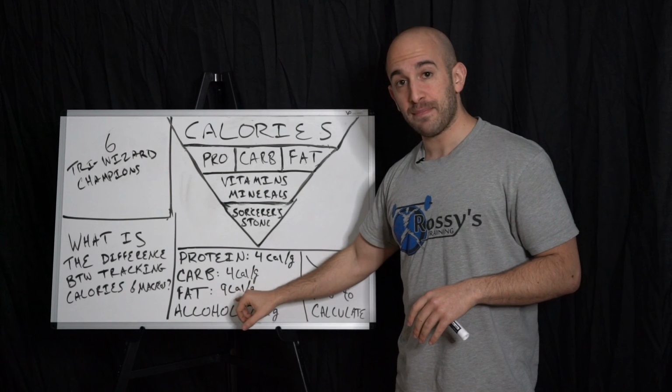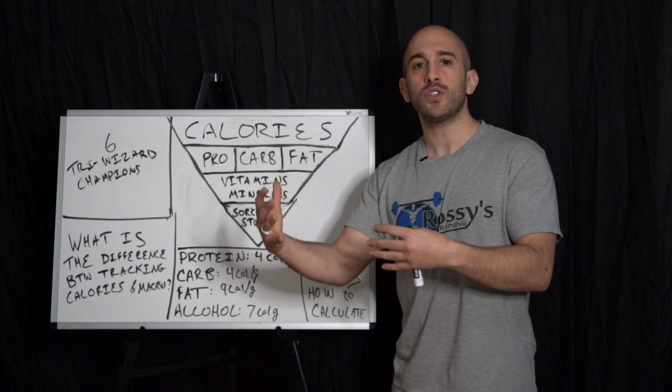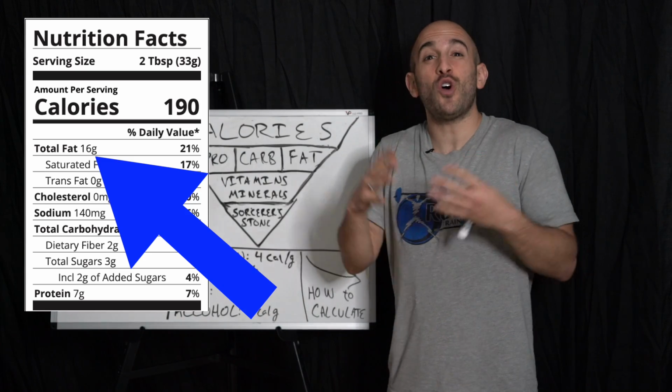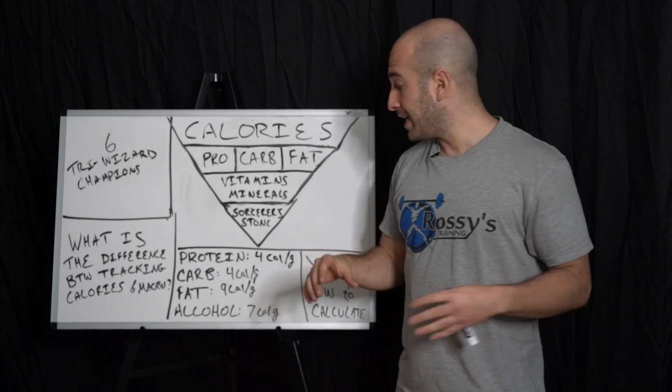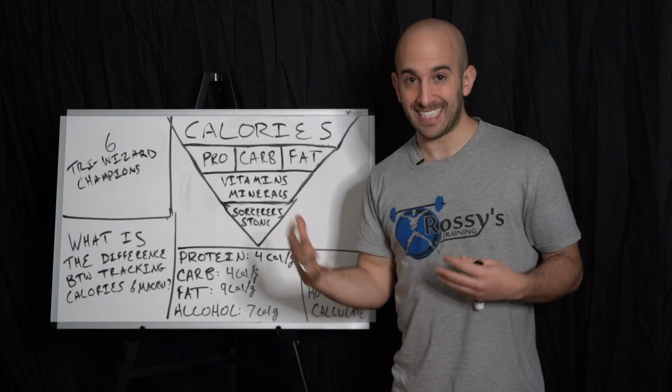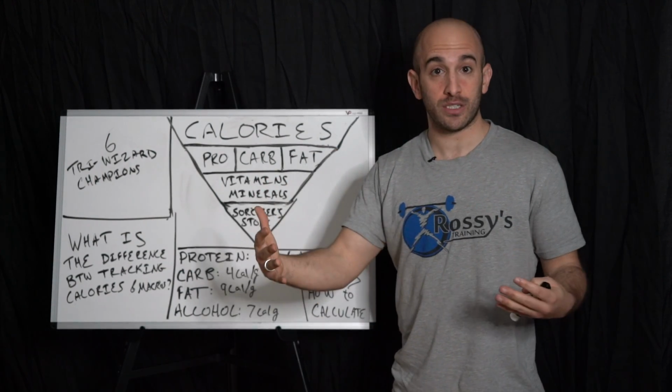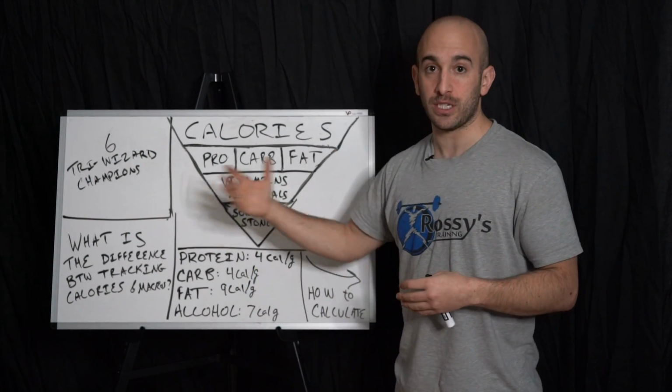So fat is 9 calories per gram, which is also why you'll see something like peanut butter, which is very high fat, have so many calories, right? It's because fat is much more calorically dense, which means that when you're eating higher fat food, you just have to be aware of how much you're actually eating, much more than you might have with proteins or carbs.